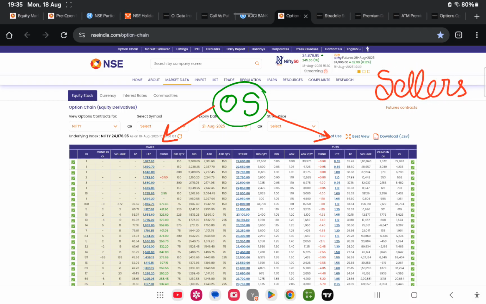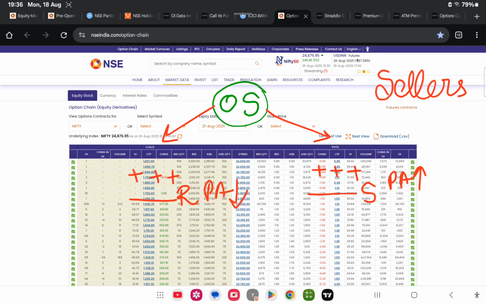Okay, so if in call writing they are adding positions, it means that strike acts as a resistance. If in put writing they are adding positions, it means that strike will act as support. From here price action will go up, from here price action will go down. Okay, so again this is vice versa of bias.